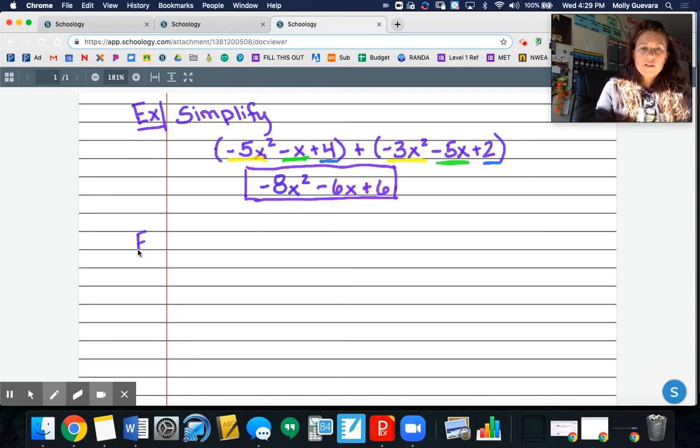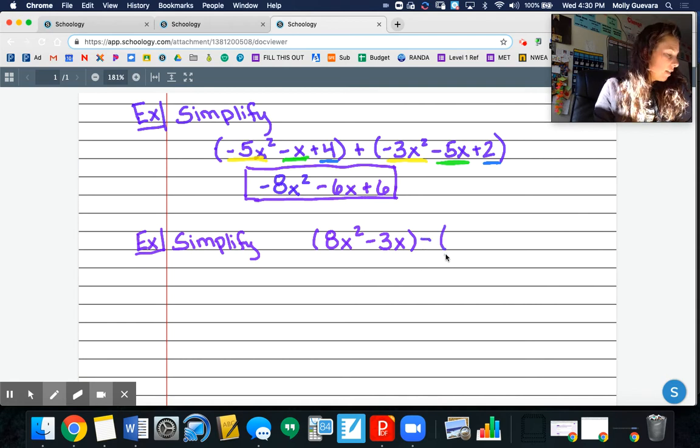Let's look at another one. Next one, we want to simplify. So again, simplify. And I'm going to have a parenthesis, 8x squared minus 3x, close the parenthesis, minus, so now I'm subtracting, and I have 5x minus 5 minus 8x squared.